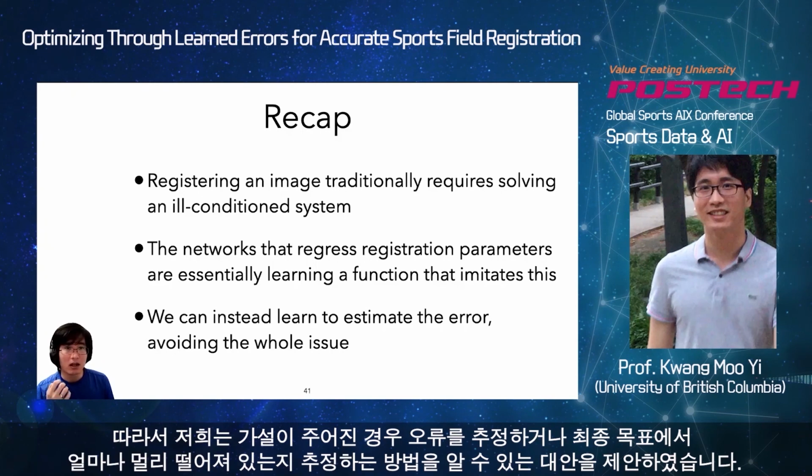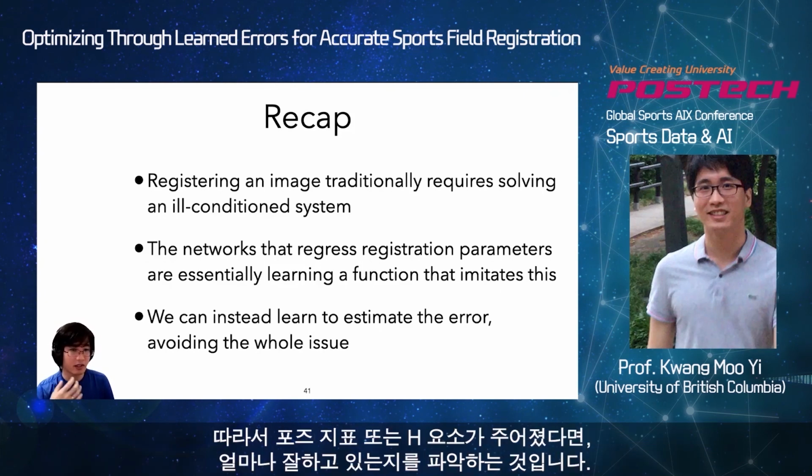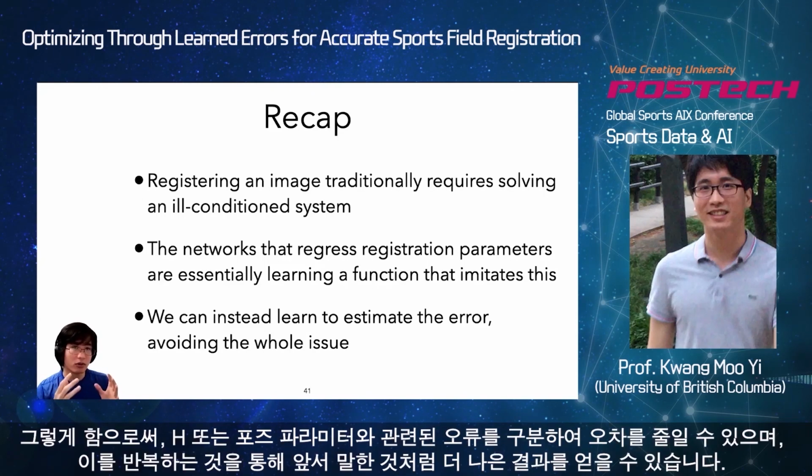And therefore, we propose an alternative where you could learn to estimate an error, or to estimate how far you are off from the final objective given a hypothesis. So given a pose parameter or given a certain H vector, how good are we doing? And by doing so, you're able to then differentiate the quality of your error with respect to this H or the pose parameter, then you can enhance it on and on iteratively. And of course, that leads to better results as you've seen before.